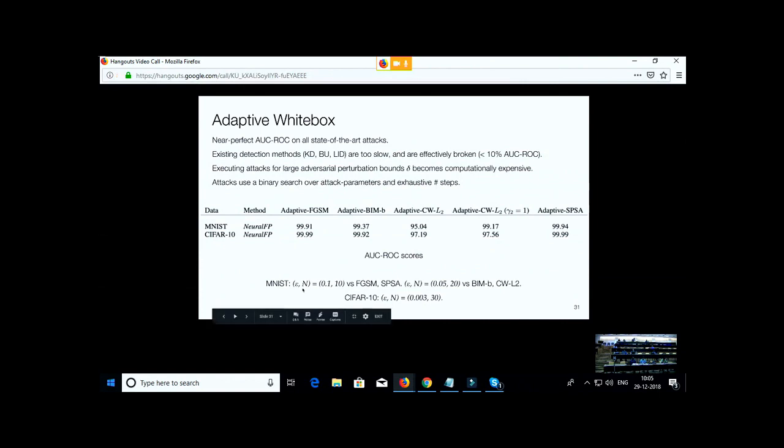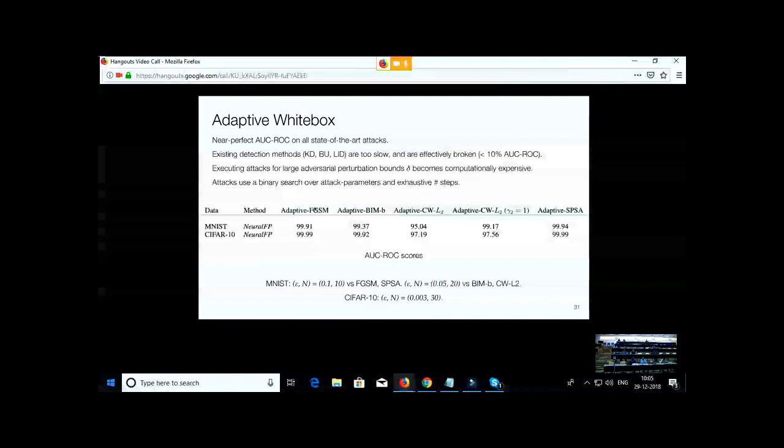Just one note here is that you have to be very careful when you do these kinds of evaluations. Part of the game here is that if you run these attacks, you have to tune the hyperparameters of these attacks very carefully and do a lot of binary search over the possible settings of these attack parameters and let them run for many, many iterations. But these results represent about a month in GPU time, and it turns out that we can still detect these guys really, really effectively.